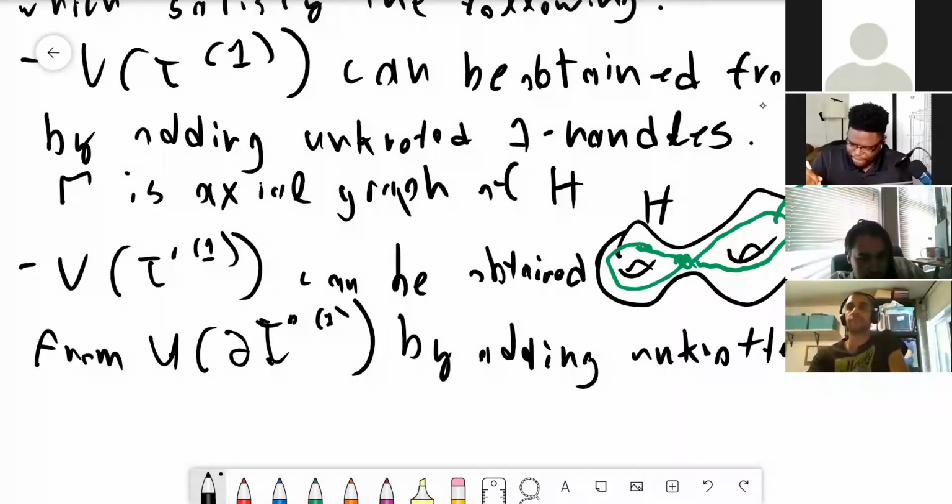Jonathan, can you describe how in that picture, the H is obtained by adding unknotted one handles to that green graph? We're going to get there in a minute. Oh, okay. I have not demonstrated why that can happen yet, because it makes you feel better.